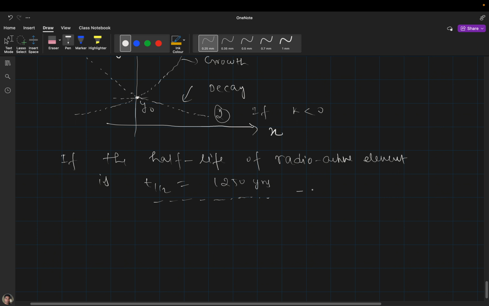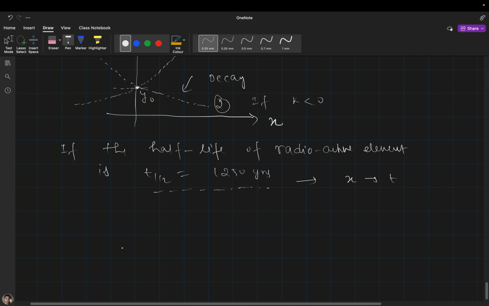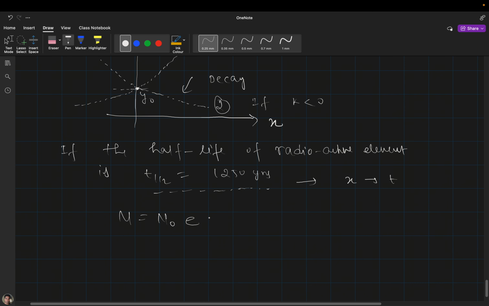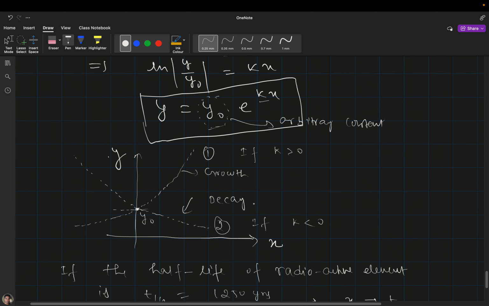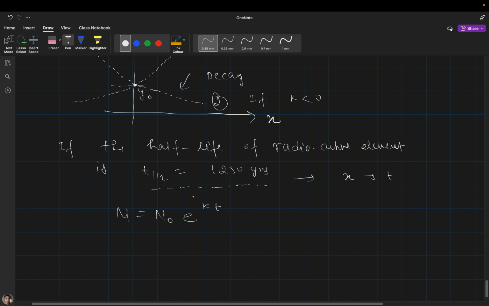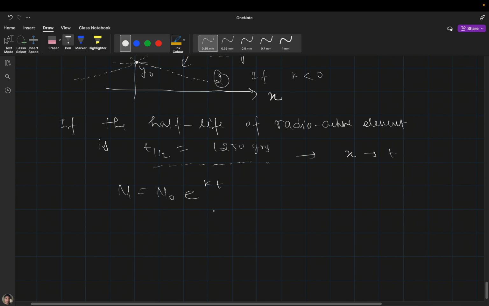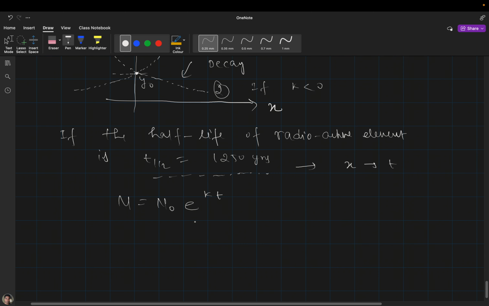Here the independent variable x will be replaced by t. So the equation can be written as N equals N naught e raised to the power kt. This is the same equation in this form, because here I'm varying that function with respect to time t. So that's why instead of writing x, I will write t. Now suppose I have to find k.